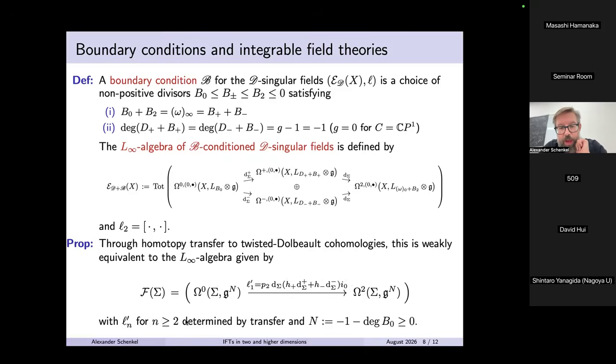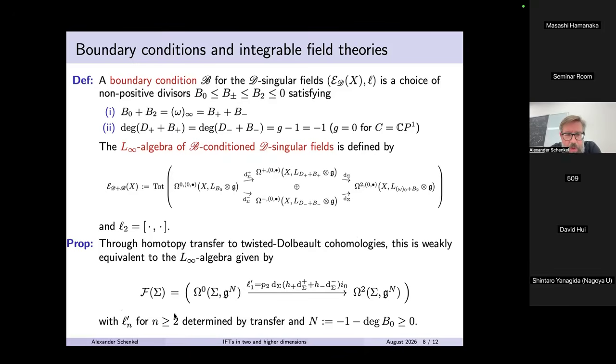So this complex here, or this L infinity algebra here, which is weakly equivalent to the one of Chern-Simons theories, boundary conditions and singularities, has exactly the kind of features of a scalar field theory. There are no gauge symmetries and a quadratic equation of motion.